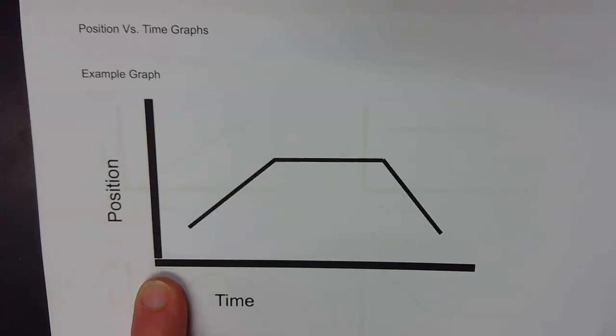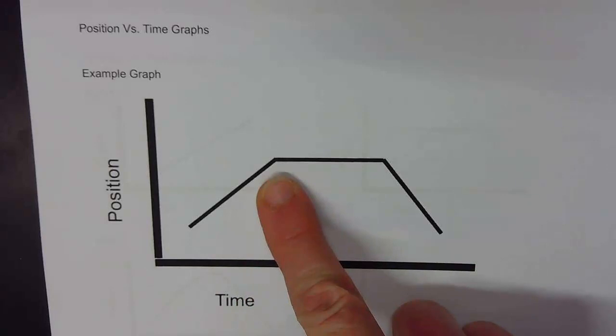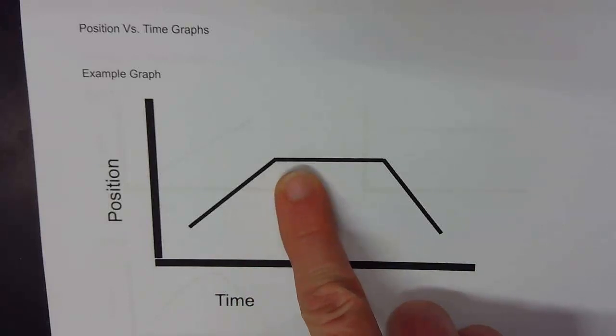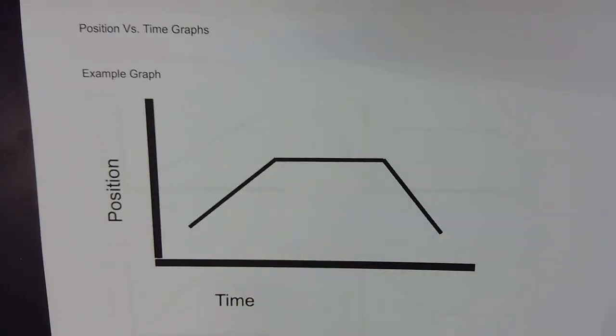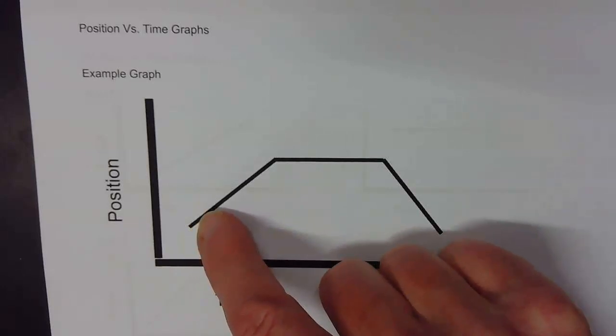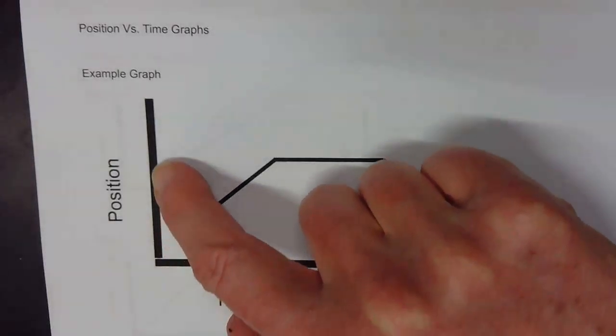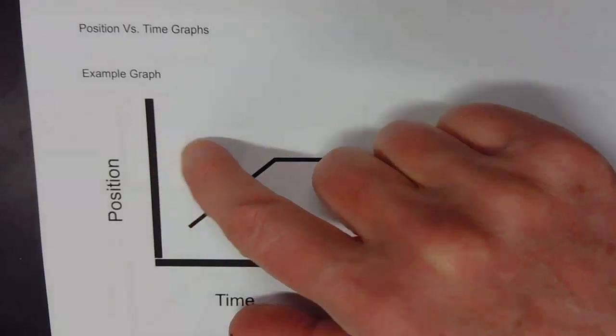The y-axis shows you how far away you are from the origin. The x-axis is showing you how much time is going by. So this line does not mean that you are traveling off into a slant. This means as time goes by, you are moving further away from the origin.